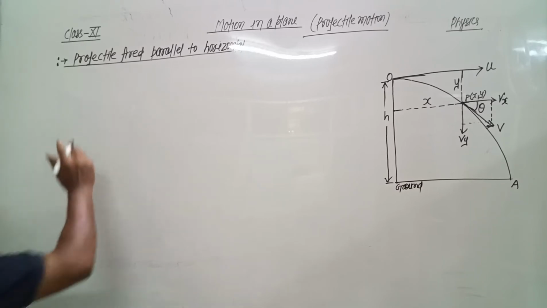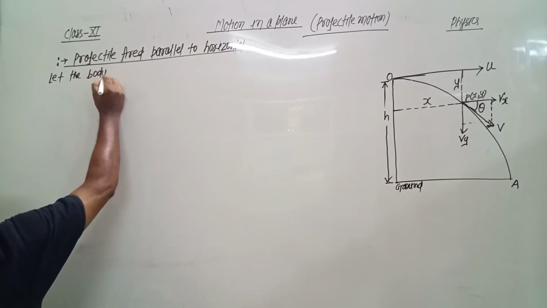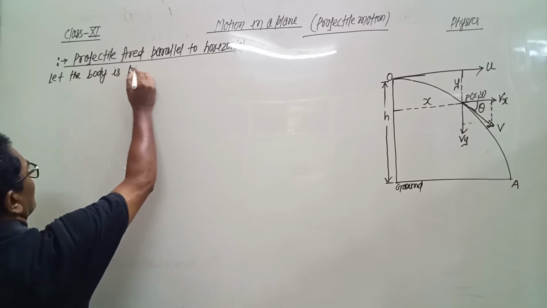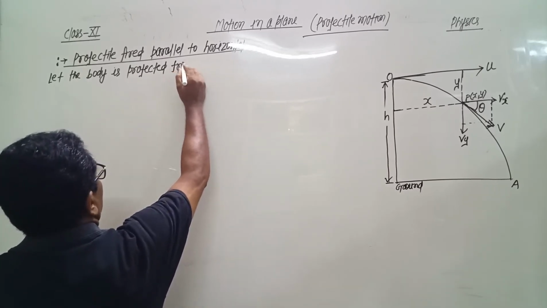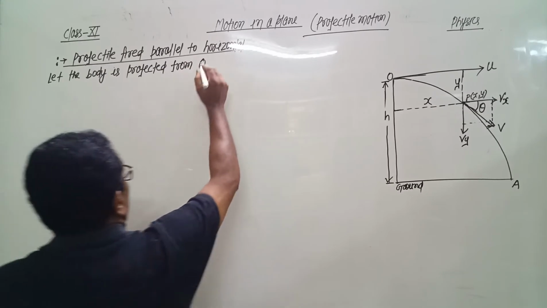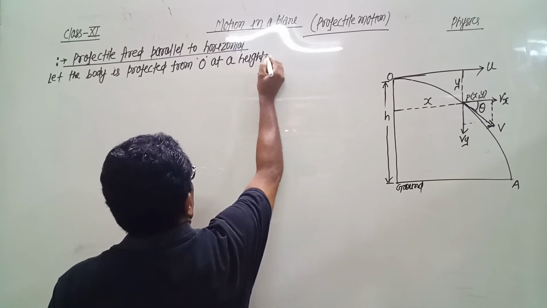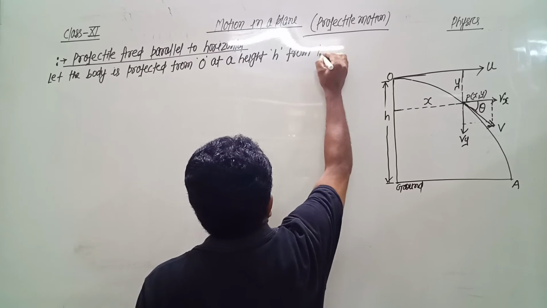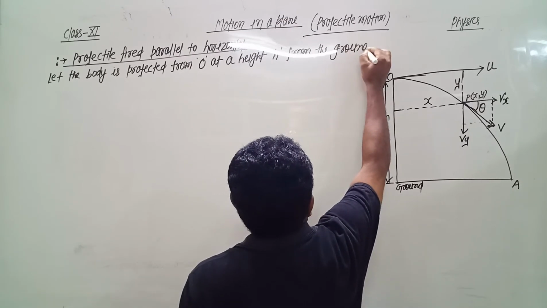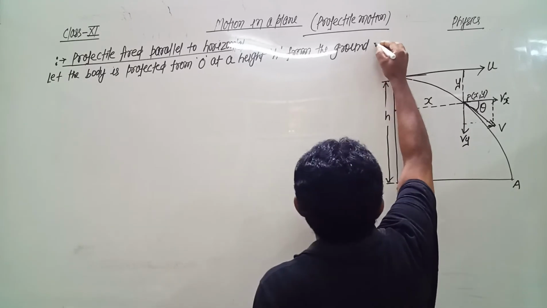Let the body be projected from point O at a height h from the ground with horizontal velocity u.